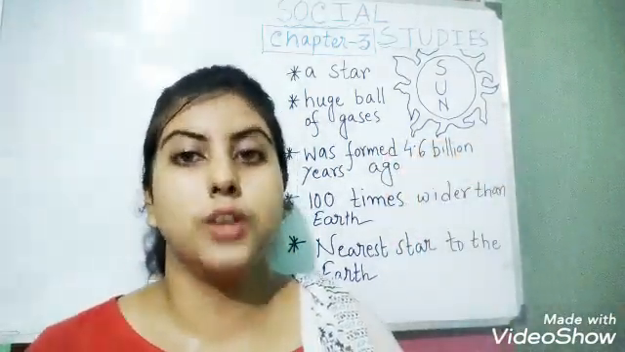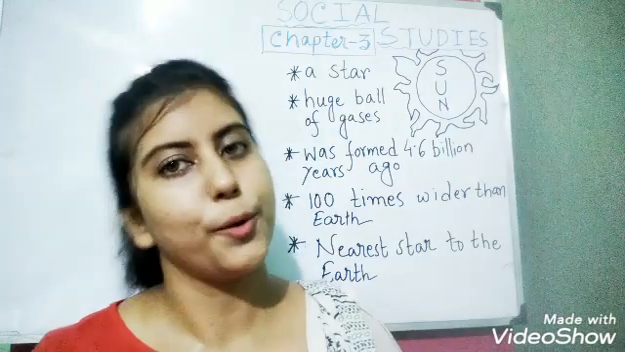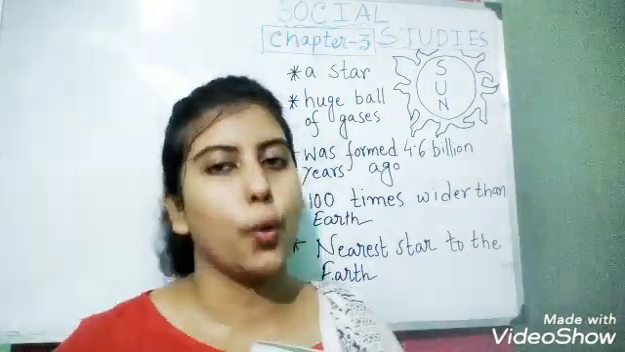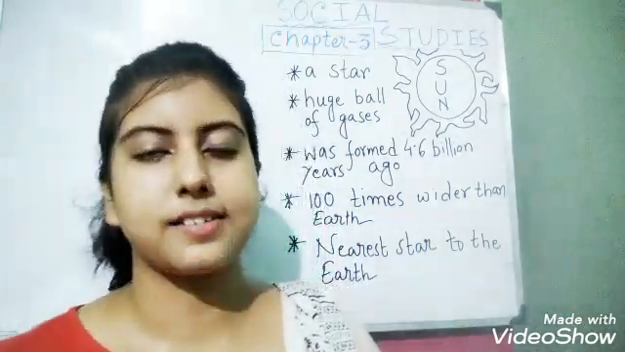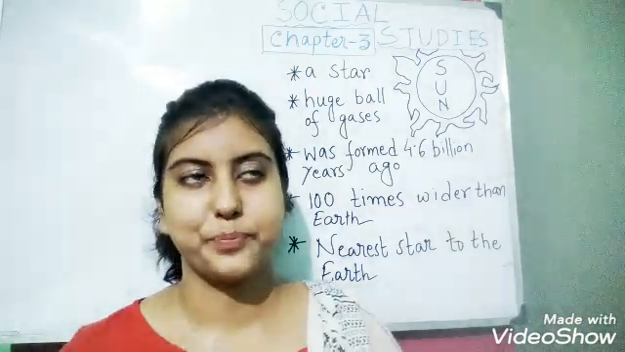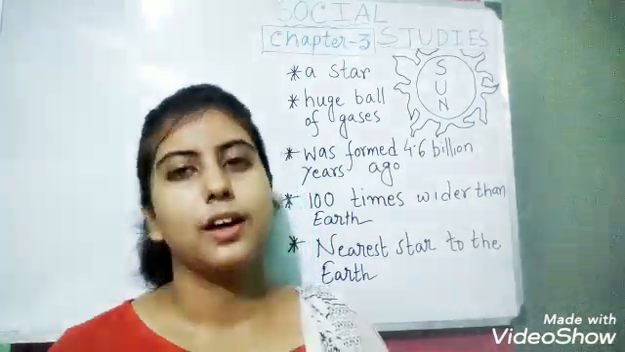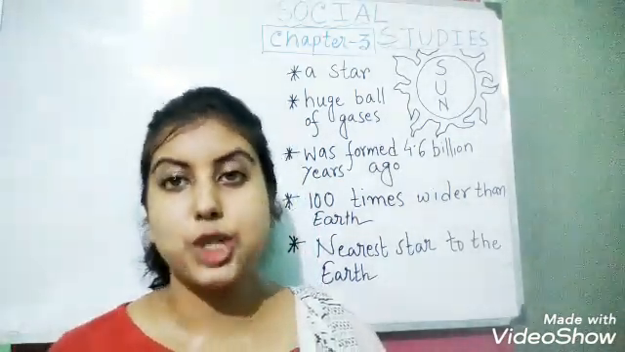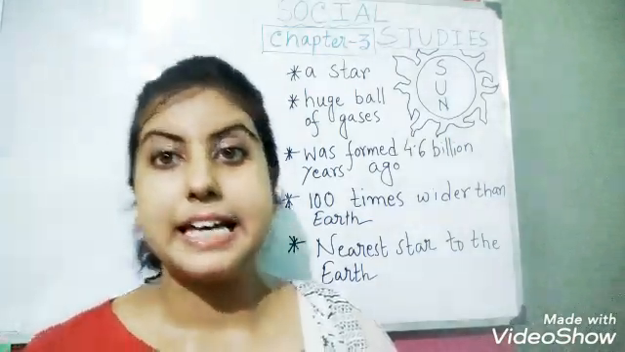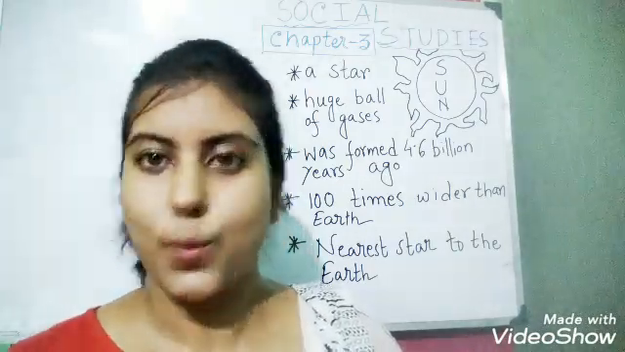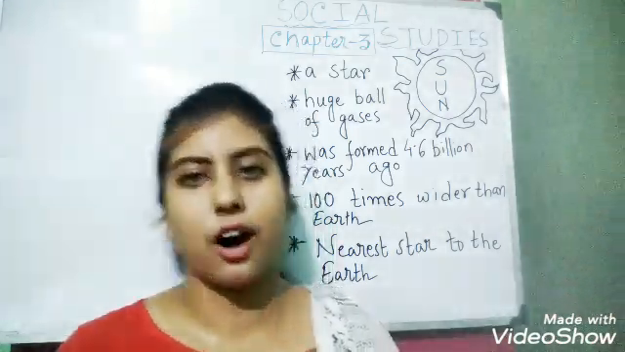Now, we will know some facts about this sun from your book. So, please open page number 16. I will read out some facts about the sun. The sun is a yellow star. Children, when you draw a sun, what color do you use? You use yellow color, right? So, the sun is a yellow star.